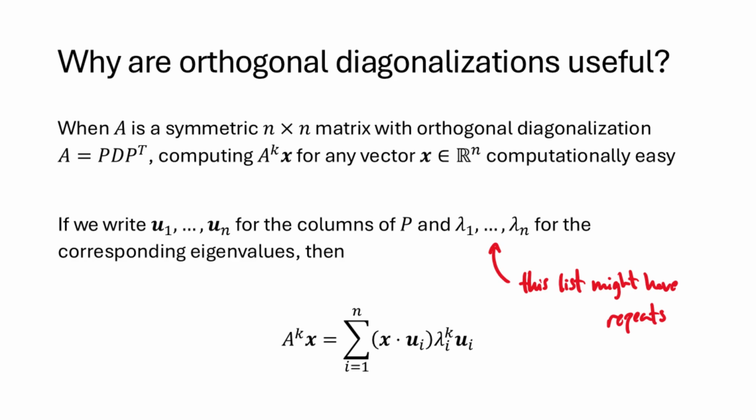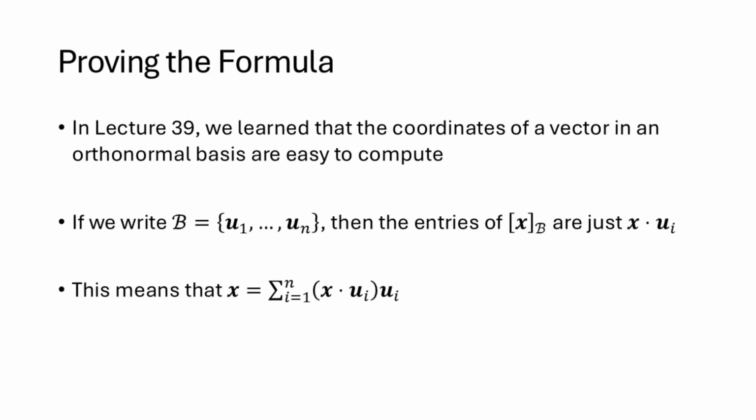Now that list of eigenvalues might have repeats. As we saw in the previous couple of examples, those eigenvalues might have multiplicity higher than 1. So if you have a repeat in your list of eigenvalues, you include that repeat. Now let's understand why this formula works.